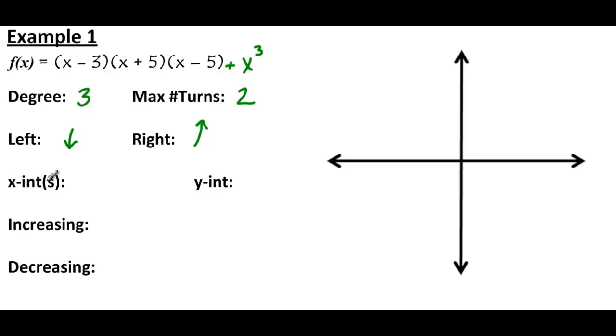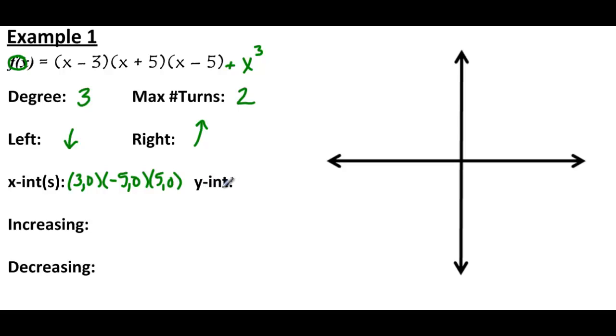X-intercepts. If you remember, x-intercepts are when y is 0. If I put 0 in for y, or f of x, hopefully you remember the zero product property, which we've used when solving by factoring. I can set each of these factors equal to 0 and solve for the x value. Hopefully you can see that this is going to give me (3, 0), (negative 5, 0), and (5, 0).